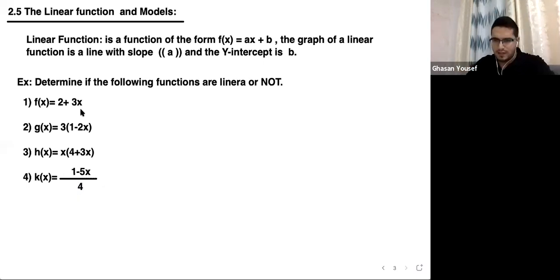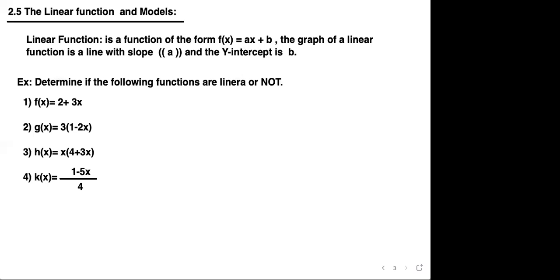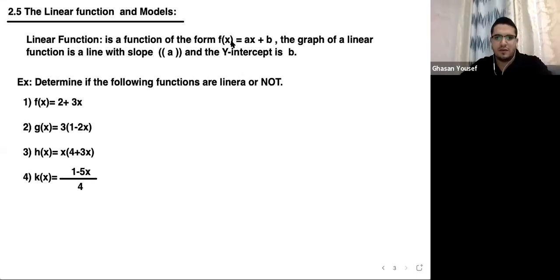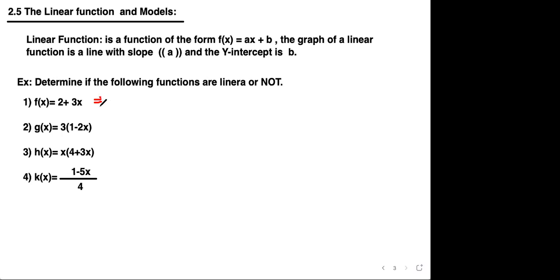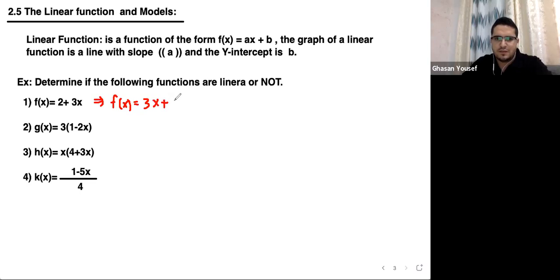Okay, for the first one, is it a linear function? Is it of the form f of x equals ax plus b? Yes. Can you rewrite this one in the form f of x equals ax plus b? Yes, f of x equals 3x plus 2. Exactly, 3x plus 2. It looks like the same as these things here. The a here is 3, the b is 2.